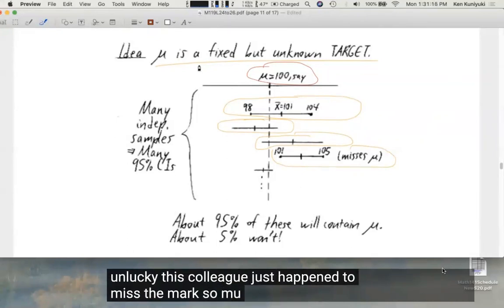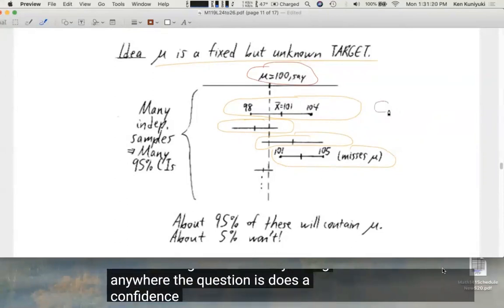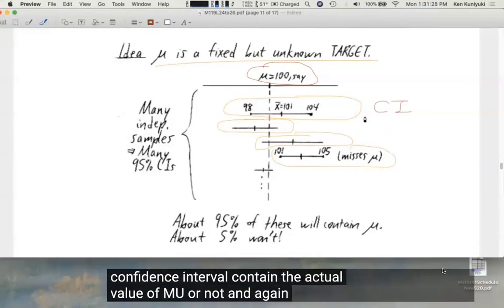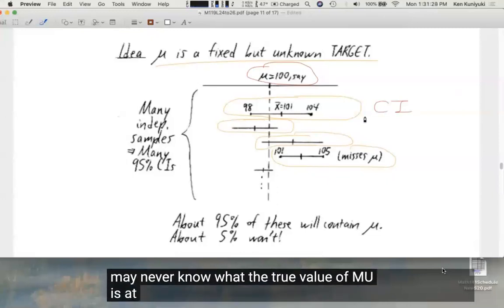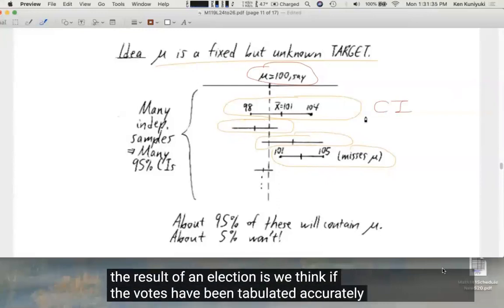So mu is a fixed but unknown target. It's not really falling anywhere. The question is, does a confidence interval contain the actual value of mu or not? And again, perhaps we may never know what the true value of mu is. At least in an election, we know what the result of an election is. We think, if the votes have been tabulated accurately. That's a big if.